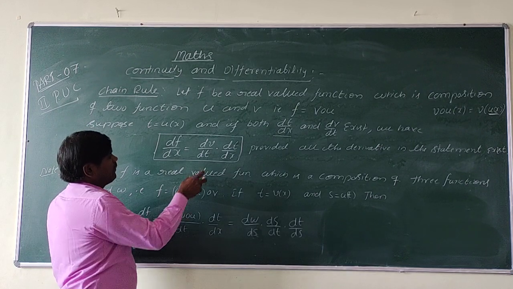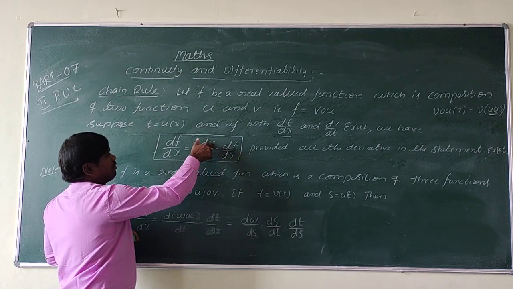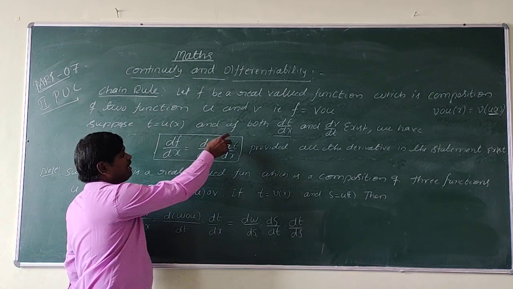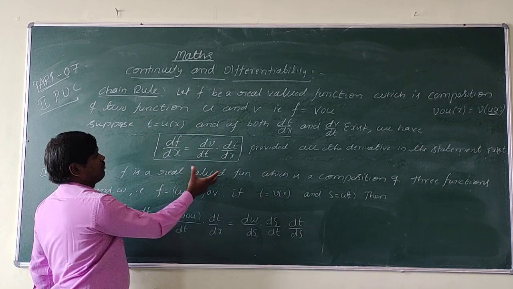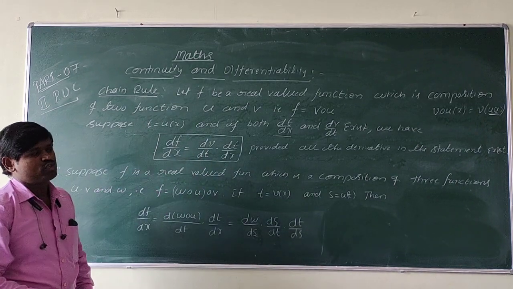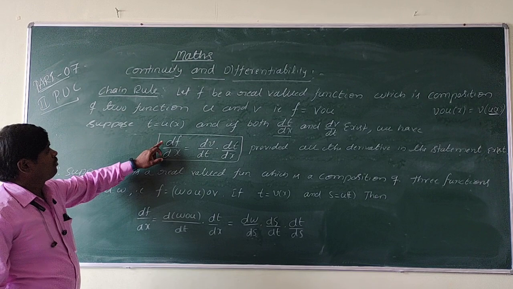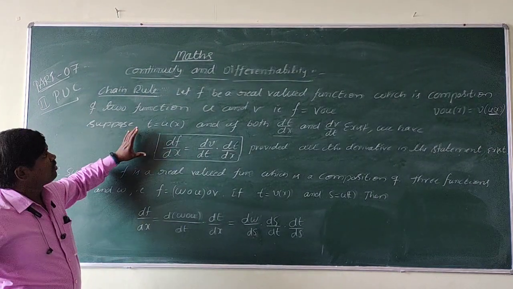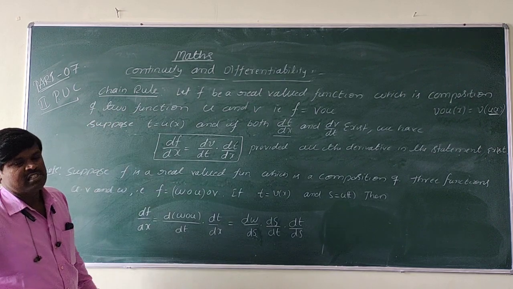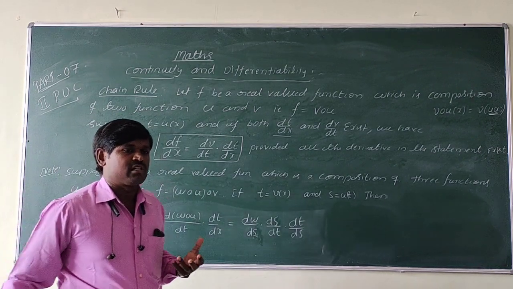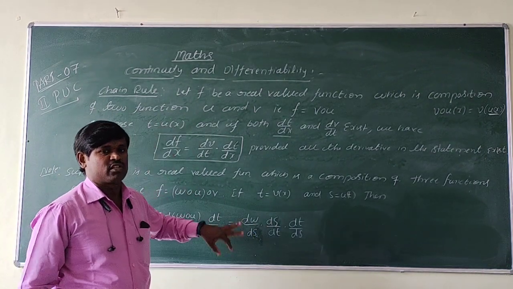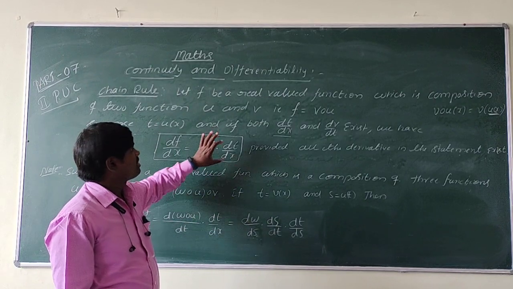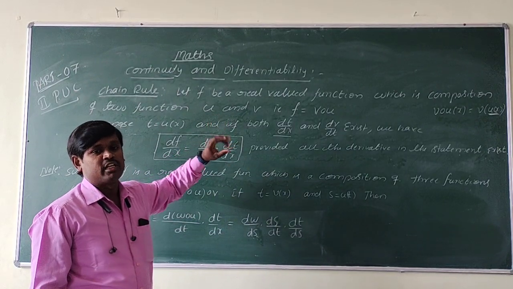Separately we find the derivatives dv by dt and dt by dx, and then we multiply these two. So then we get the derivative of the composition, df by dx. This rule is known as the chain rule, that means the differentiation or derivative of a function of a function. We are going to use this rule. So this is known as the chain rule.